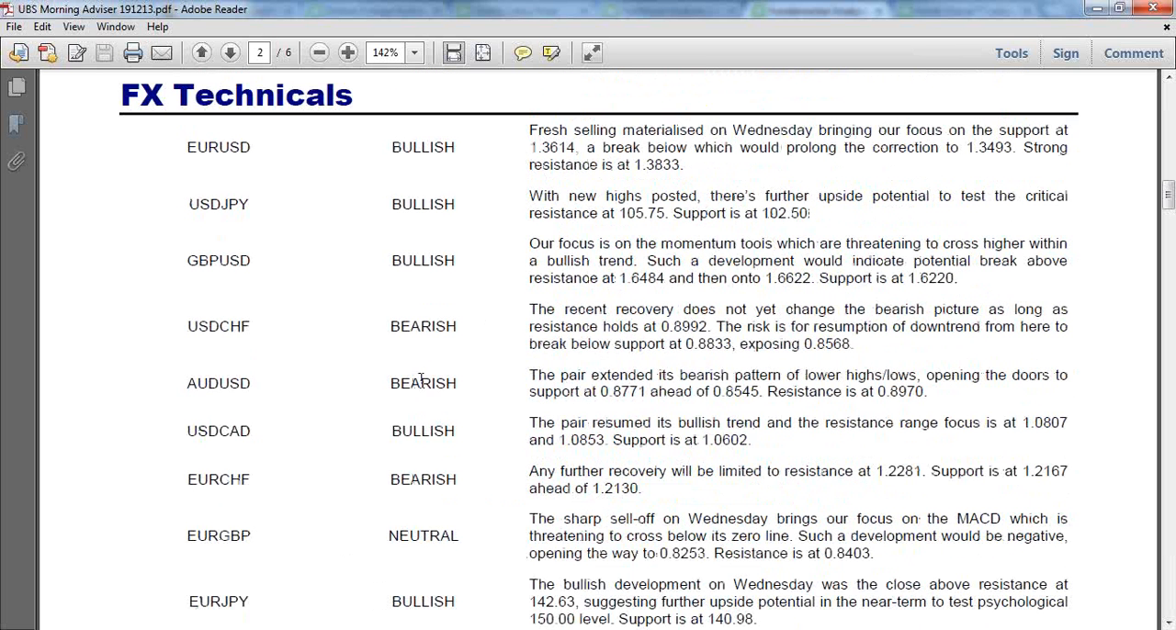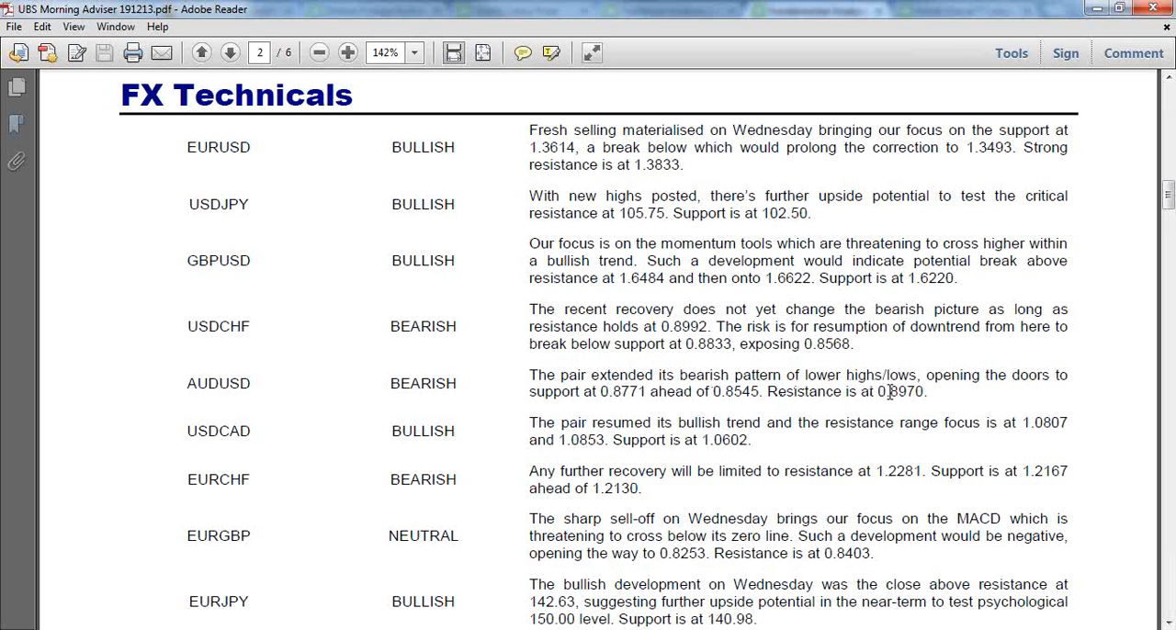Let's look at maybe selling something now then. Australian dollar, US dollar, they're bearish. So if we want to follow in with UBS, what are they telling me has happened? The pair has extended its bearish pattern of lower highs and lows, opening the doors to new support at 0.8771 ahead of here. What I would suggest that probably means is we haven't quite reached 0.8771, but we're looking to get to it. And then if we get through that, we might be able to make it to 0.8545.